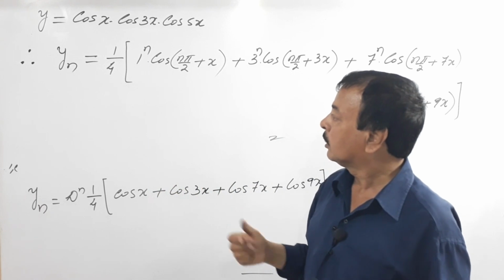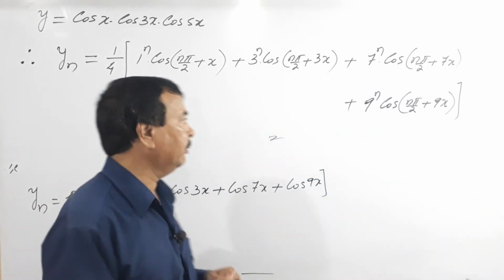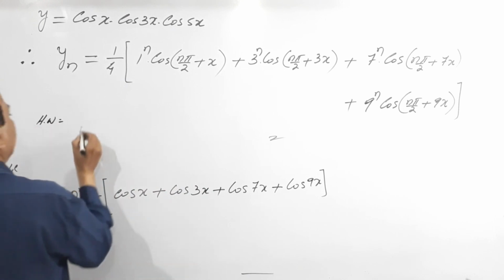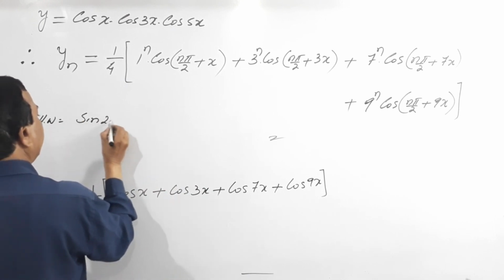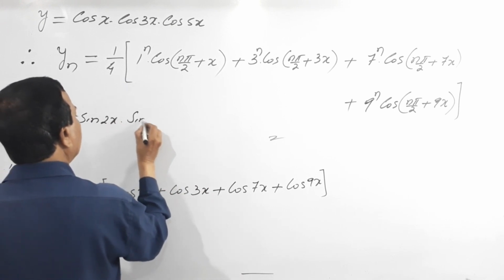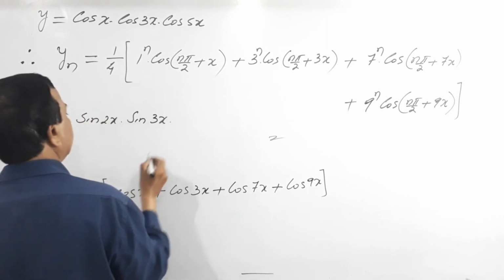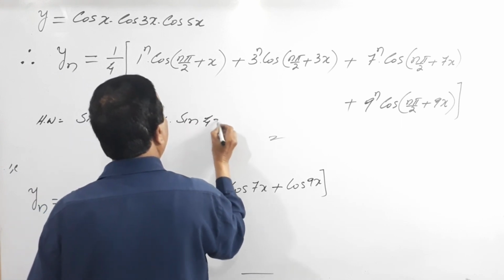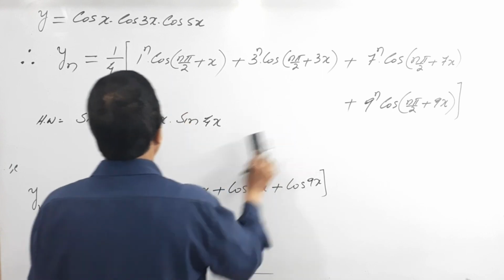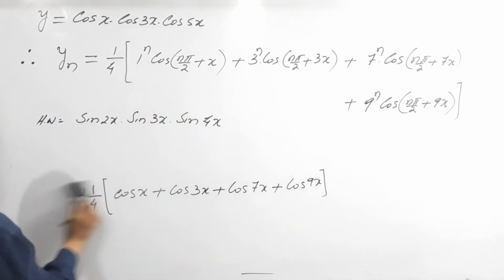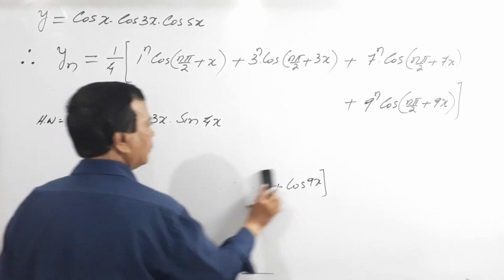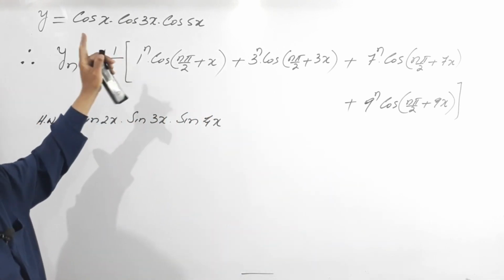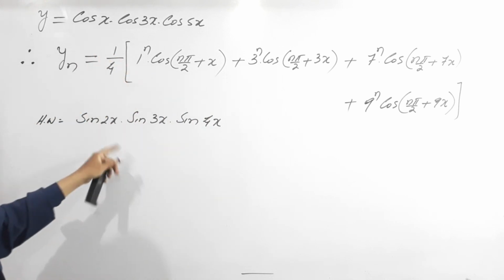So I will give you an assignment. The homework will be sin 2x into sin 3x into sin 4x. Try to work this problem on similar grounds, same basis, same procedure, but the formula differs.